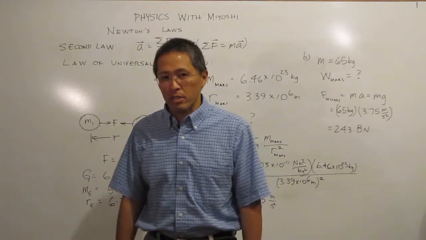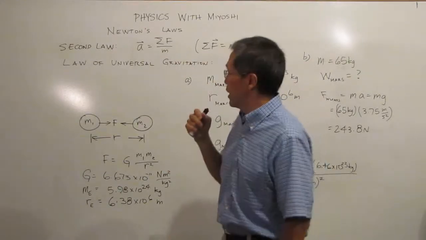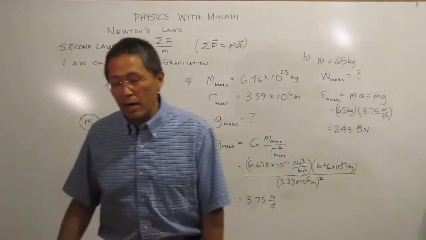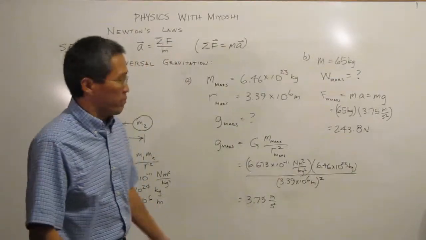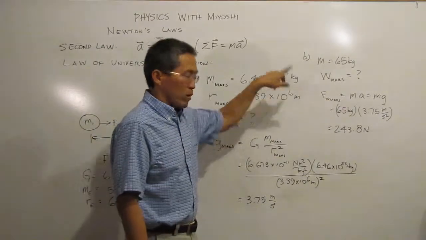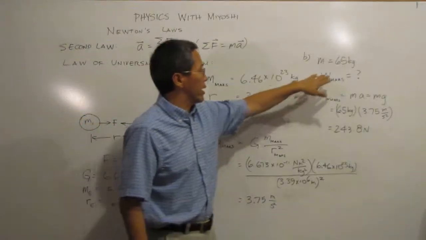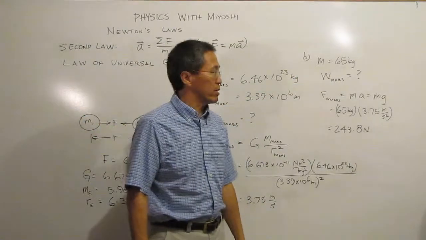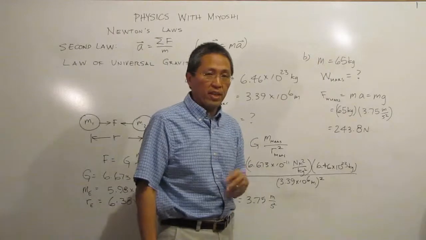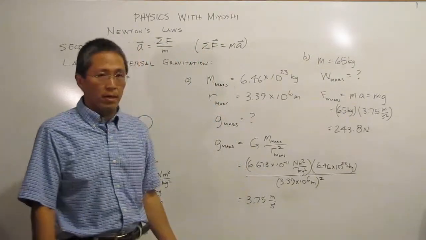Today we're going to talk just a little bit more about Newton's law of universal gravitation and Newton's second law. Today we're going to think about a little thought experiment, if you will. What would the gravitational constant be on Mars, and what would a person or something on Mars that has a mass of 65 kilograms weigh on Mars?